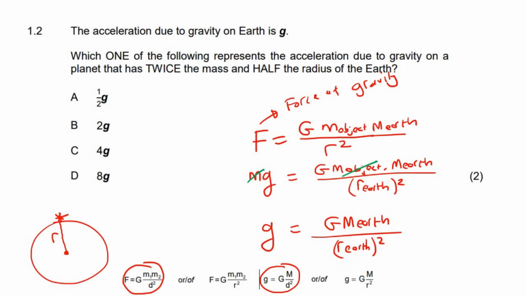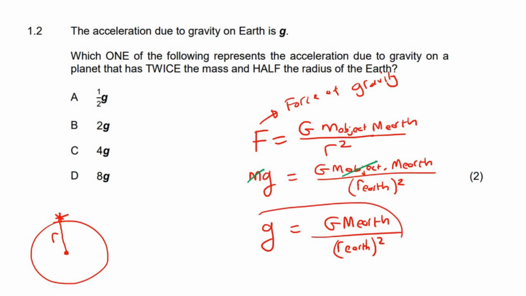Now obviously they're writing it a little bit weird with the g in the front like that, but it's the same thing. Gm over r squared, gm over r squared. Okay? So this is now the formula that we can use to analyze this question, because what they've said is that the acceleration on Earth is g. Now they want to know what is going to happen to the g on a planet that is twice the mass of Earth. So we're going to change these numbers now.